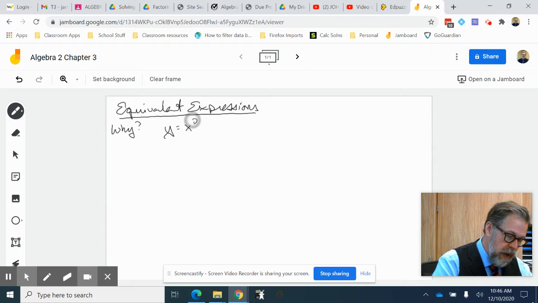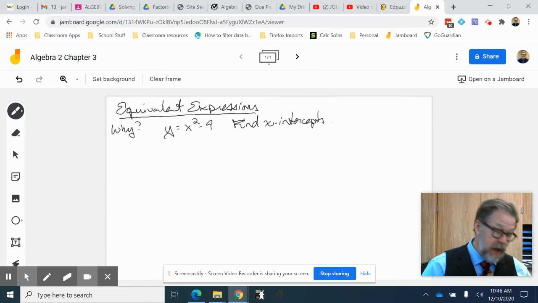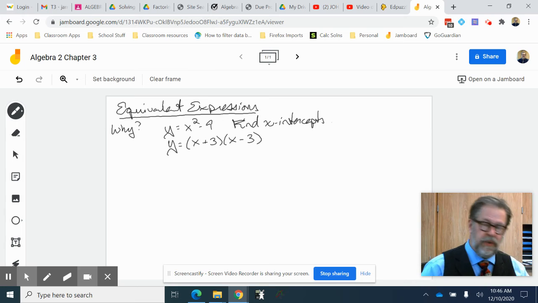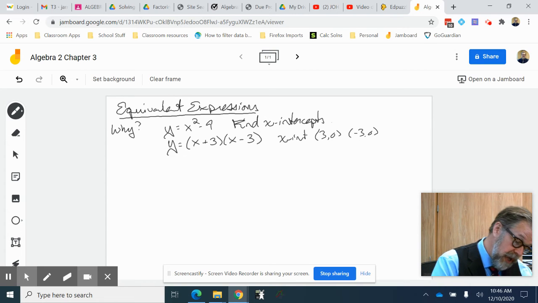First equation, y equals x squared minus 9. Find the x-intercepts. I can very quickly glance at that equation and tell you the y-intercept is -9. But x-intercepts, it's a lot easier to write an equivalent expression, which is y equals x plus 3 times x minus 3, which tells me that the x-intercepts are at 3, 0 and -3, 0.